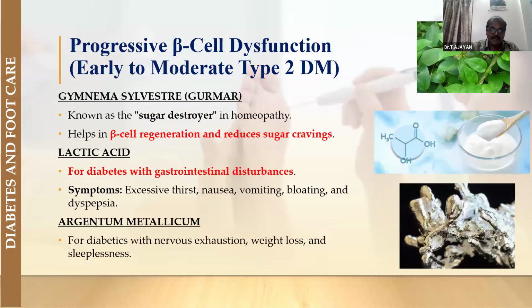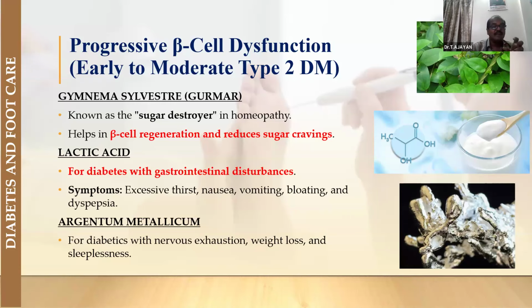Then these drugs, Gymnema, Lactic acid and Argentum metallicum, are used for beta cell dysfunction. That is moderate type 2 diabetes mellitus. Progressive beta cell dysfunction is there. You think of these 3 drugs. Gymnema is not a sugar destroyer. It helps in beta cell regeneration and also reduces sugar craving.